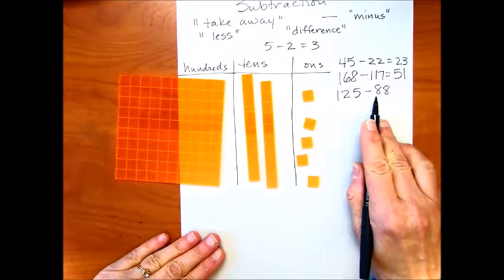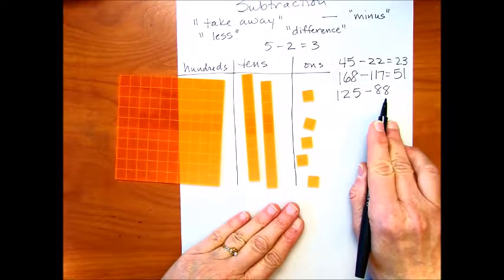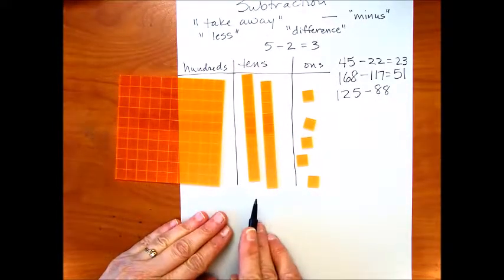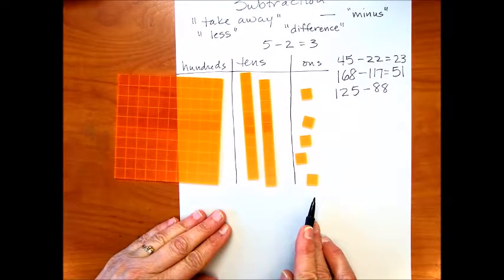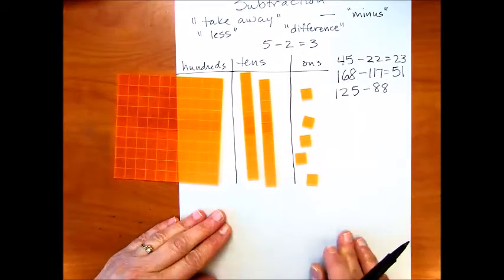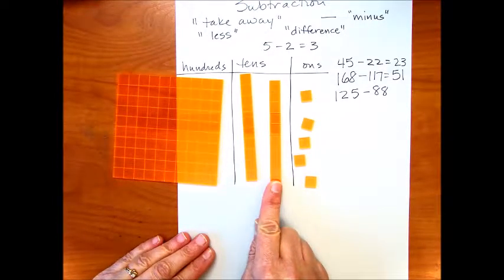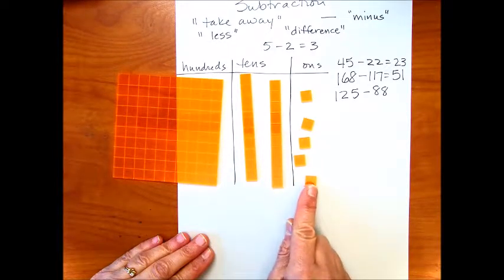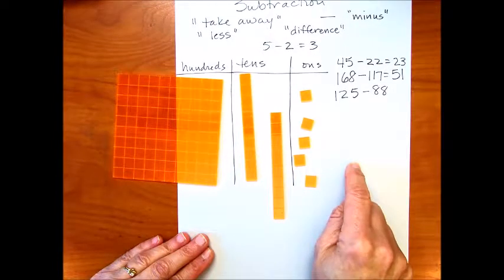Now, if we look at this math, we're not taking away any hundreds, but we are taking away 8 tens and 8 ones. Notice, however, we don't have 8 tens here. We only have 2. And we don't have 8 ones here. We only have 5. So what we're going to be doing is borrowing from the place value further to the left. Each rod, or each ten, is worth 10 ones. So 1 ten is the same as 10 individual ones. So I can trade in this 10 piece for 10 ones and place the 10 ones in the ones column.